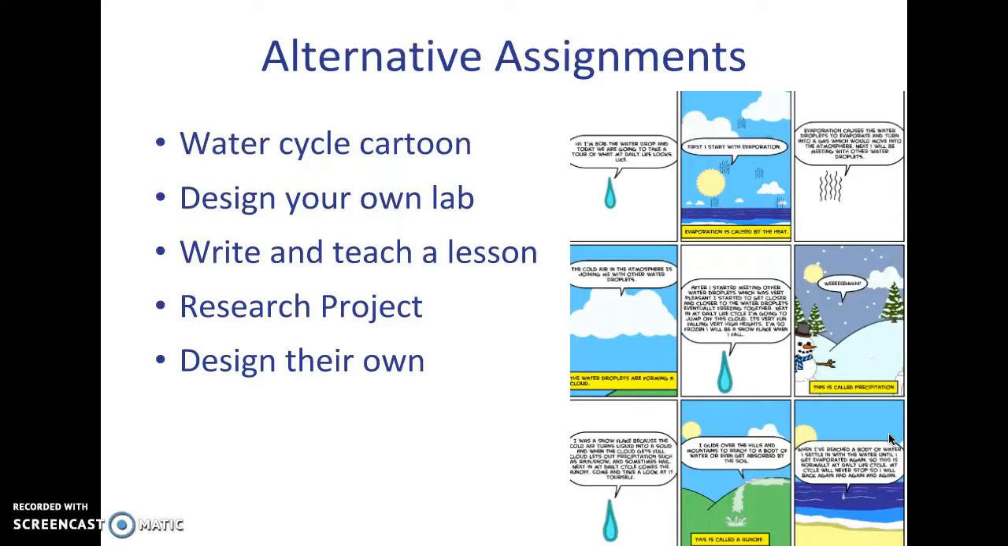They could do their own research project about the water problems that we face in our world, such as acid rain and droughts, things like that. Or if they want to design their own assignment, they could run that over with me.